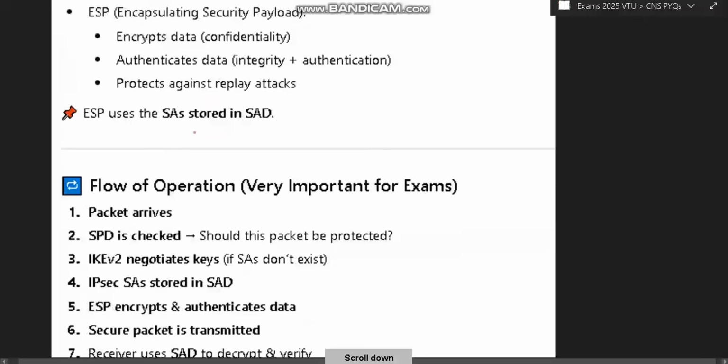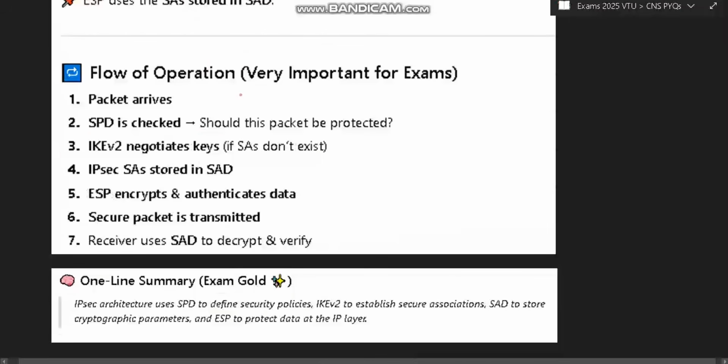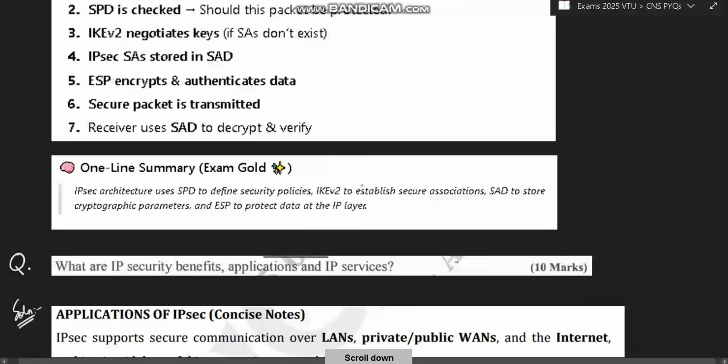Okay, next. Flow of protection, flow of operation. Packet arrives, SPD is checked. It should be checking if it is protected or not. If it is not protected, IKEv2 negotiates the keys. If SAs don't exist, then IPsec SAs are stored in the SAD and ESP encrypts and authenticates the data. The secure packet is transmitted and the receiver uses the SAD to decrypt and verify. Okay, so this is the flow of operations happening in the IPsec architecture.